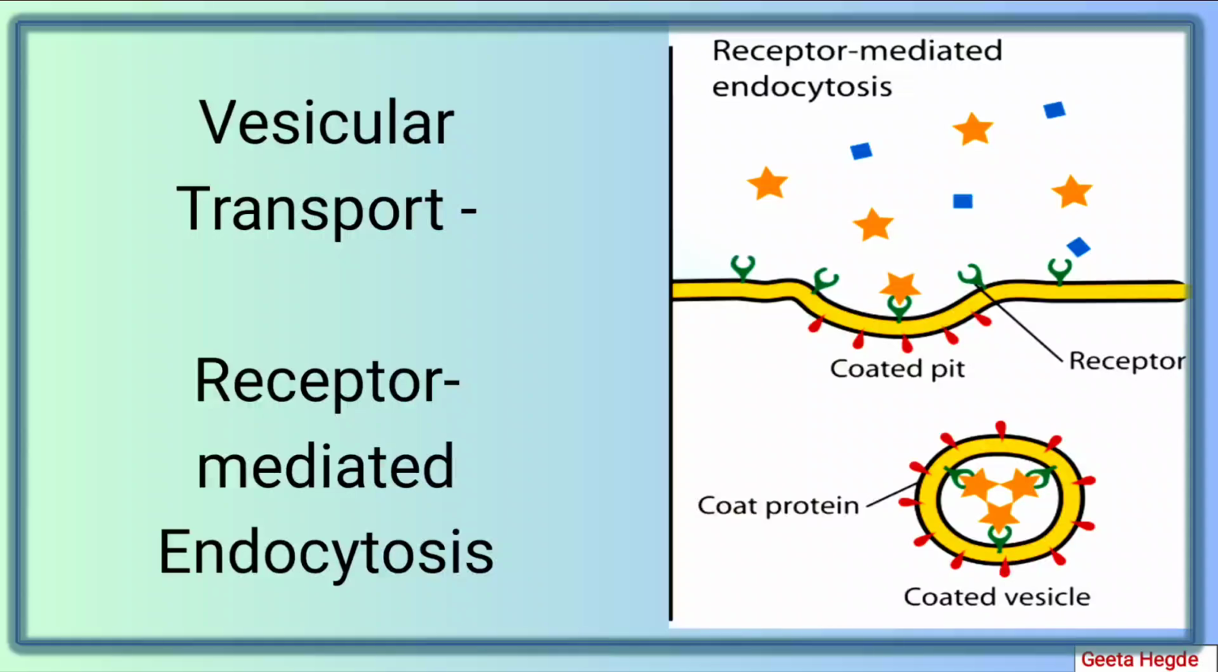So where are we? We were talking about passive transport, active transport, and third is vesicular transport. Vesicular transport is also a type of active transport. There are three types of endocytosis. One is phagocytosis, which is cell eating. Second is pinocytosis, which is cell drinking. And third is receptor mediated endocytosis. The example for receptor mediated endocytosis is uptake of cholesterol via the LDL receptors.